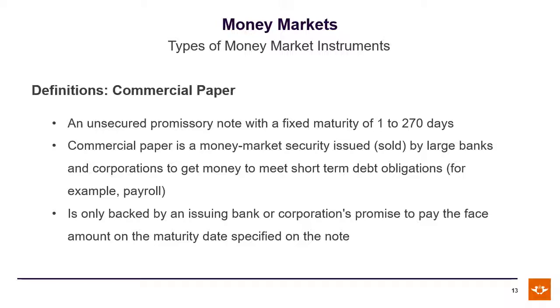It is a money market instrument which is issued or sold by large banks and corporations to get money to meet short-term debt obligations. These can include accounts receivable, inventories, and meeting short-term payroll obligations. They're issued at a discount to face value, and the interest rates or discount rates reflect prevailing market interest rates.